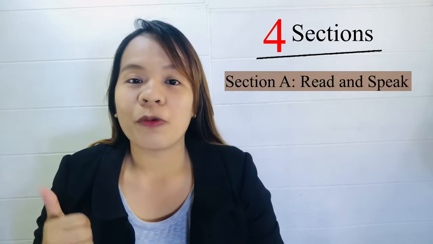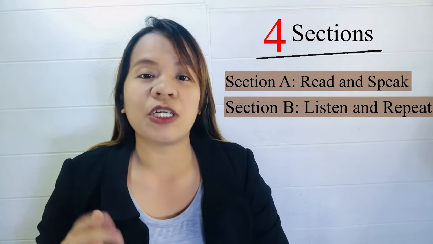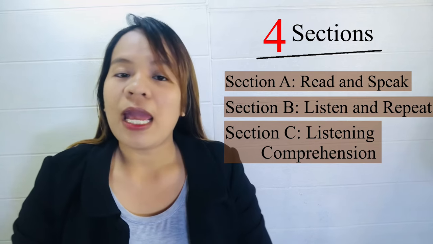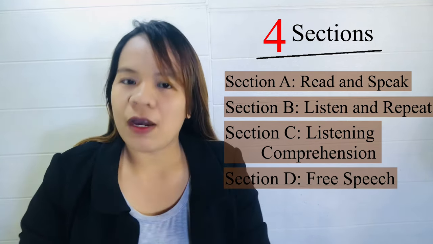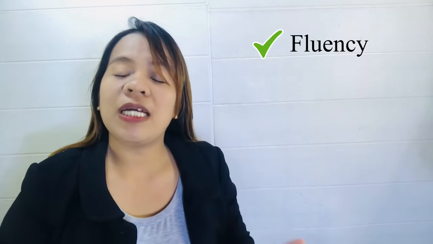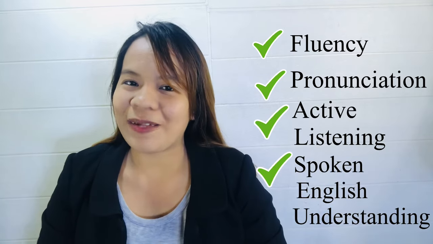SVAR assessments may vary depending on the center that you're applying for. Recently, the SVAR assessments that I took were split into four sections. Section A, read and speak. Section B, listen and repeat. Section C, listen and comprehension. And Section D, free speech. SVAR is an automated English test that measures your fluency, pronunciation, active listening, and spoken English understanding.